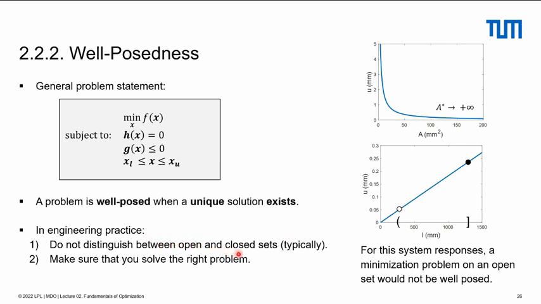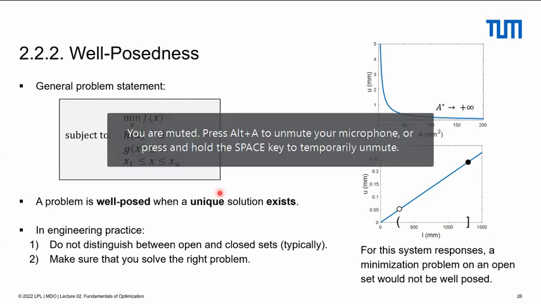Typically in engineering practice, you do not distinguish between open and closed sets, so this is a little academic here. But of course, what you may end up doing is forgetting that there needs to be a bound on a variable in order to come up with a meaningful solution. It's like doing lightweight design and not imposing a constraint on the functionality of your component. What you'll end up with is a component with zero mass. That's just a remark to make sure that you solve the right problem, and that this really expresses what you want to solve.